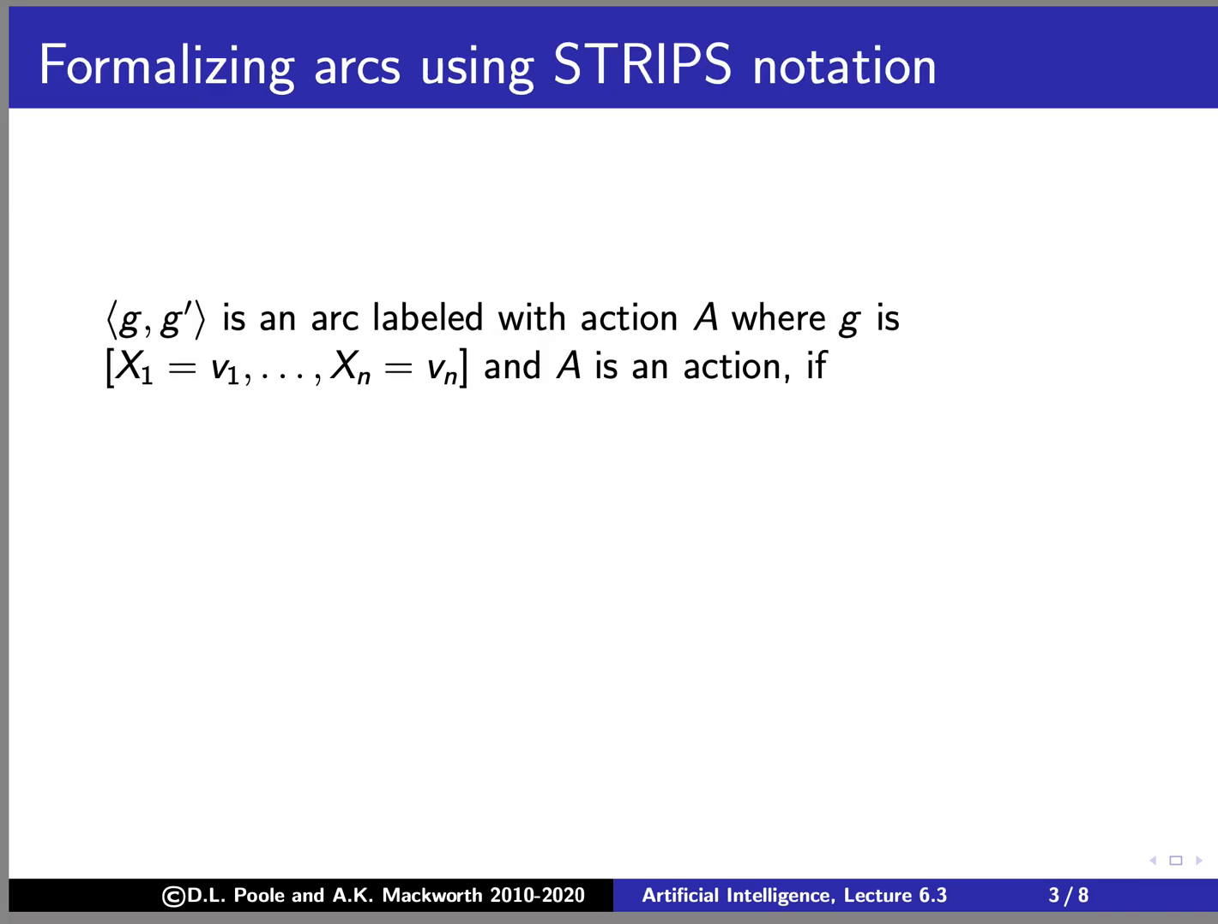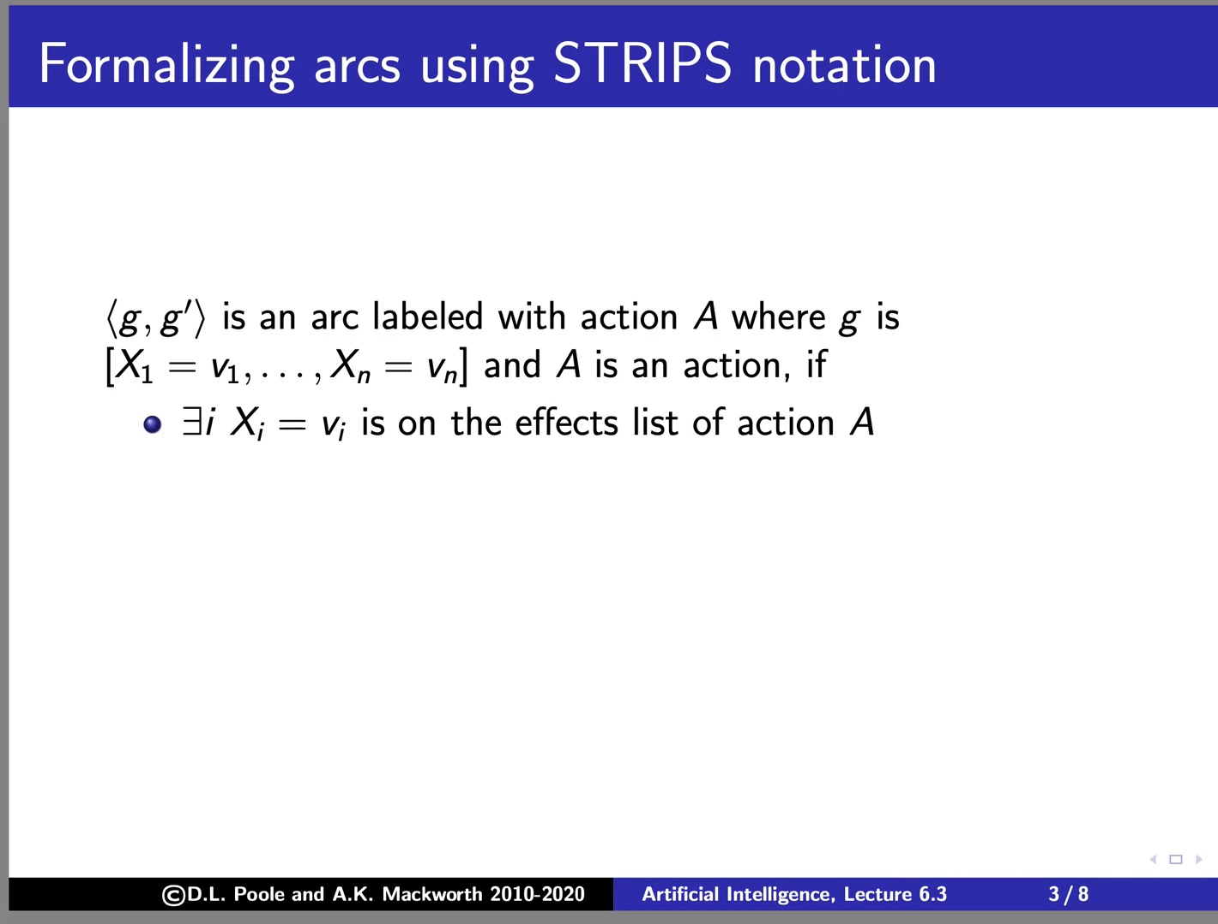Let's formalize that using our STRIPS notation we saw before. I'm just going to rewrite what we did just then, but in terms of STRIPS. So G prime is an arc labeled with action A, where G is an assignment of values to some of the variables, and A is an action, if xi equals vi is on the effects list of action A for some i. So the action's got to achieve one of the elements of G.